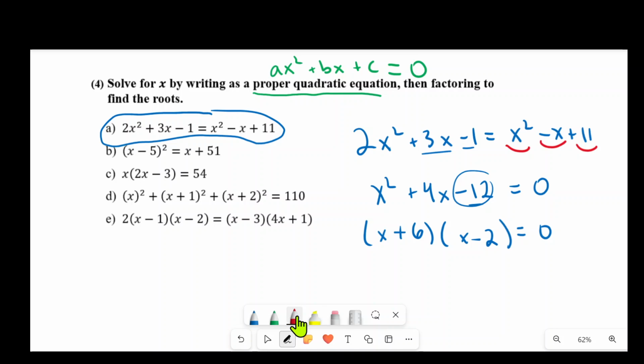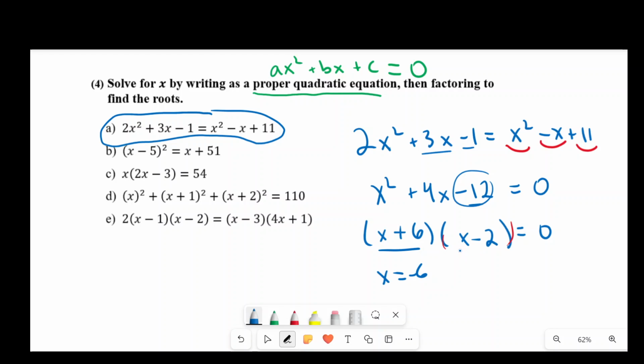And now that it's factored, I can apply the zero principle, which says, because this bracket is multiplied to this bracket, then if I make this bracket equal to 0, 0 times anything in this bracket is still equal to 0. So what number makes the first bracket 0? Well, it would be negative 6, because negative 6 plus 6 equals 0.